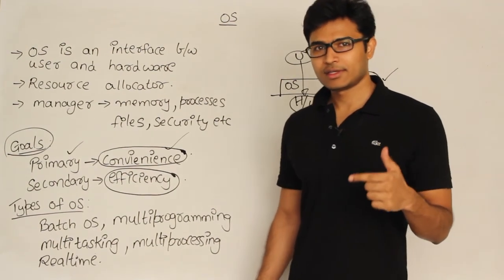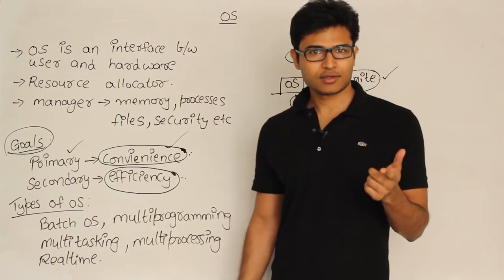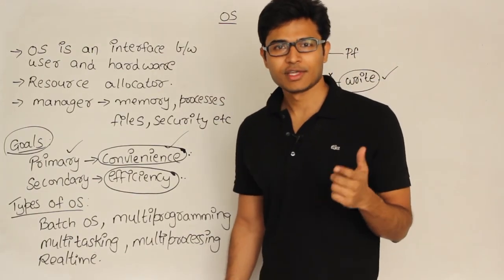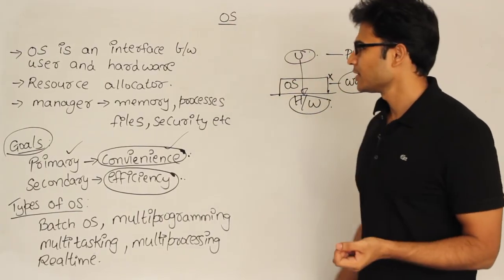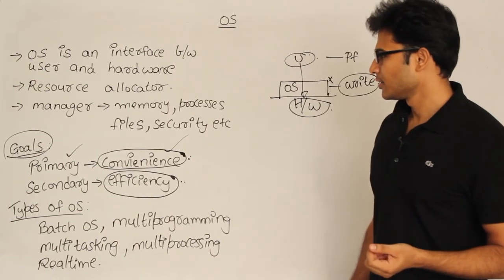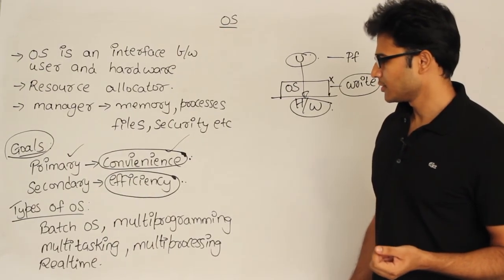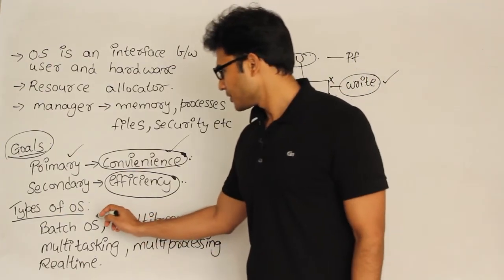Then in that case, the main goal is convenience, and the secondary goal is efficiency. But in terms of supercomputers and mainframes, the main goal is efficiency and the secondary goal is convenience, right? And there are various examples of operating systems which are used on various machines. Okay, now let's go to the types of operating systems.